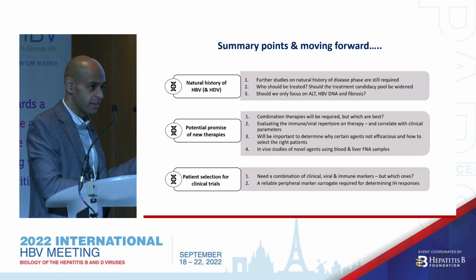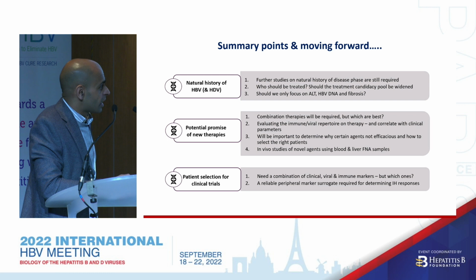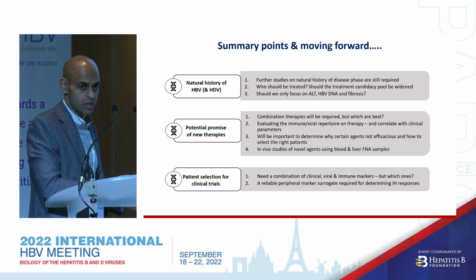Now we've had an idea of viral, immune and clinical parameters, but we've got to be quite succinct in how we use these and not have 20 different markers going forward. So, like I said, we would need a combination of these and a reliable peripheral marker to show the surrogates of what's happening in the intrahepatic responses. That is probably what's going to be required moving forward. So I think there's lots of work needed in that.